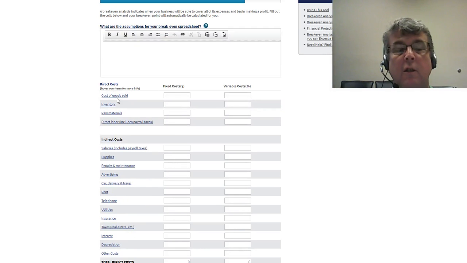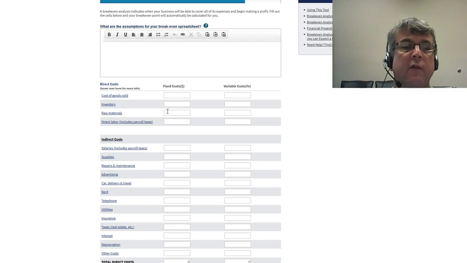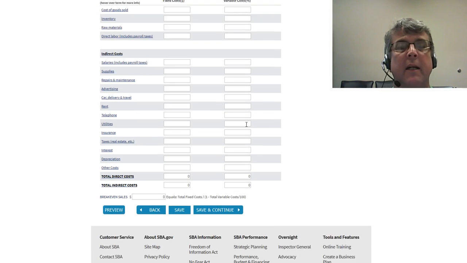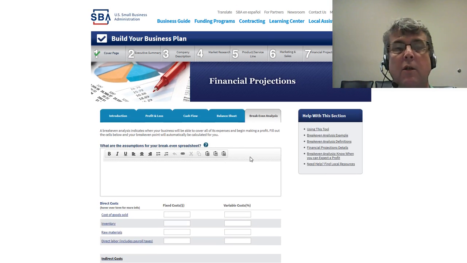You can see your cost of goods sold, inventory. These are fixed and variable. Raw materials, right? My cost of goods sold would mostly be ice cream, so that would be variable costs. My inventory might be a fixed cost. Raw materials, fixed costs. Direct labor, those would be variable. The more ice cream I sell, the more employees I'm going to have. Indirect costs, salaries, including payroll taxes, supplies, etc. So those are the types of things you would do for a business project.